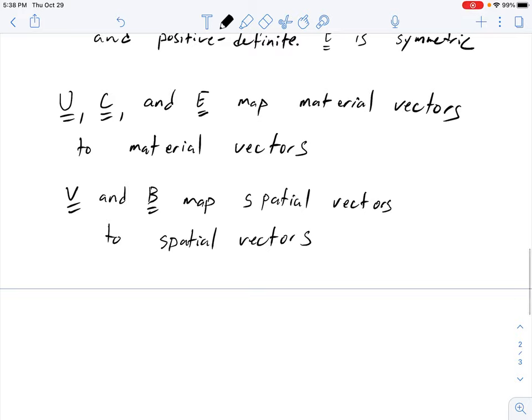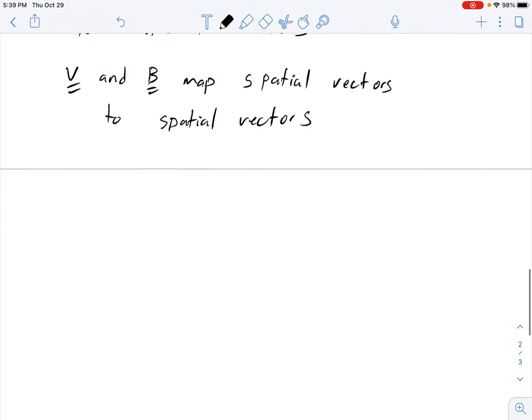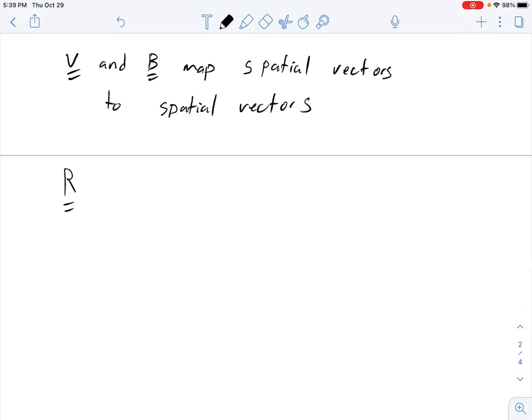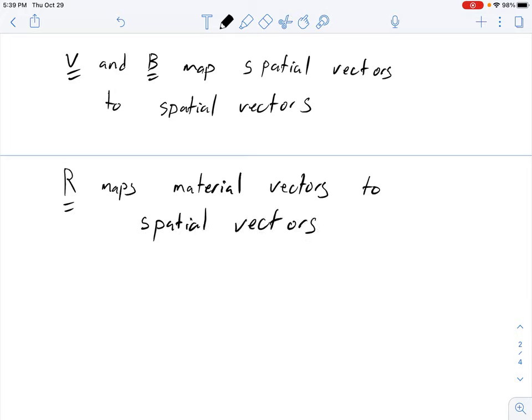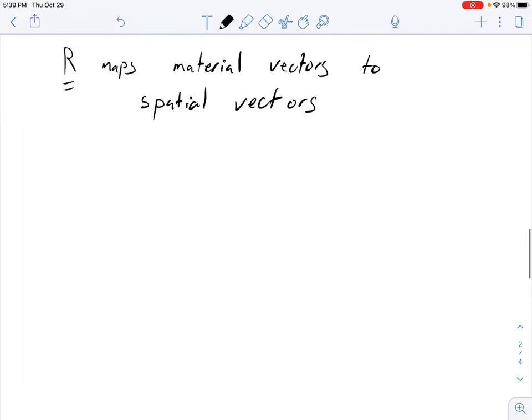So then R, the rotation, is the part of F that maps material vectors to spatial vectors. All right, so let's consider three nearby points in the reference configuration. If you follow, this is all chapter 7 in the textbook.